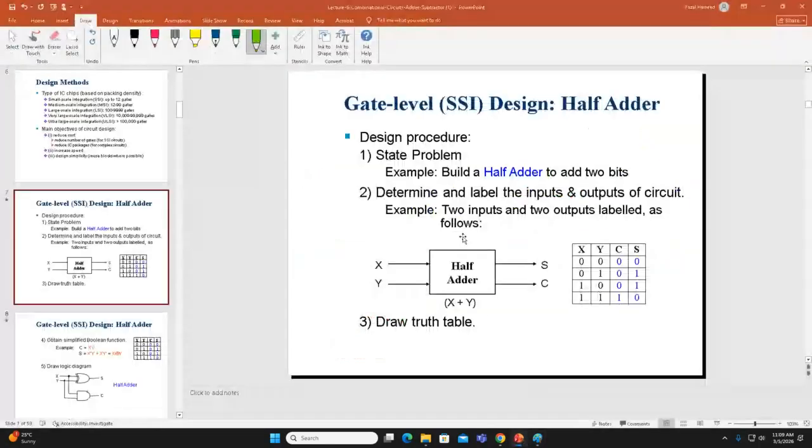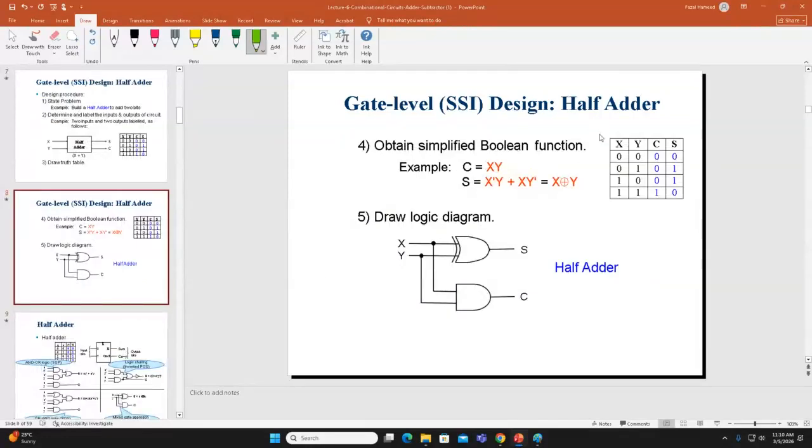So what are we going to do now? Please look at it. It's a half adder. In the previous example, the input was A and B, and the output was F1 and F2. But we call these X and Y. So we are adding two bits. The first bit is X, the second bit is Y, C is your carry out, and S is your sum.